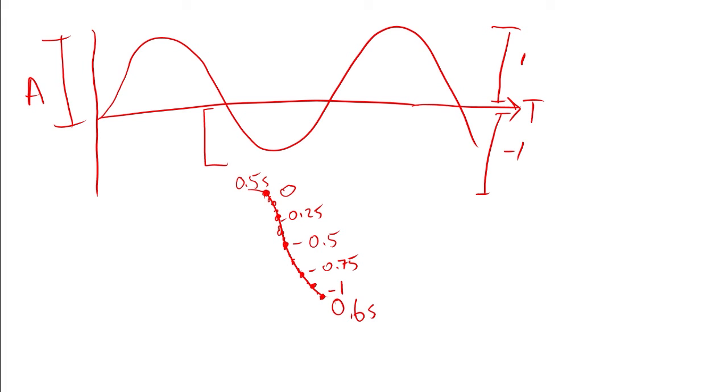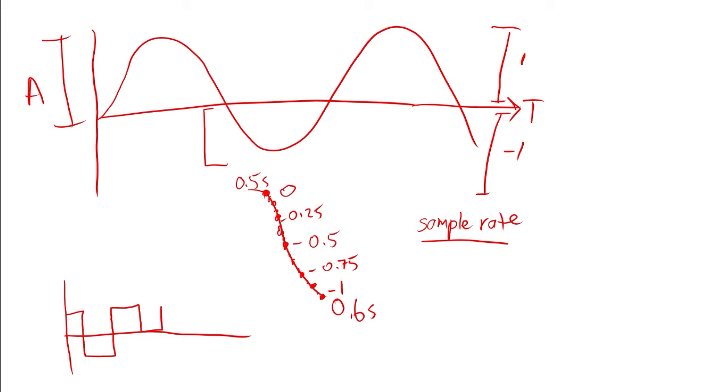And if I were trying to convert this analog signal into a digital signal, what I'd have to do is measure it every so often. And the rate at which I measure it is called the sample rate. That's very important, because if you look at a digital signal, it's off and on. That's all you get. It's either on or off.